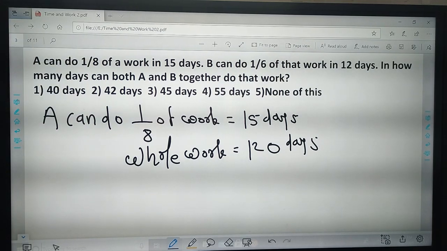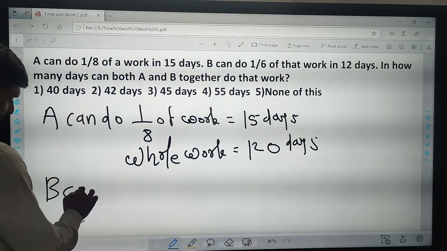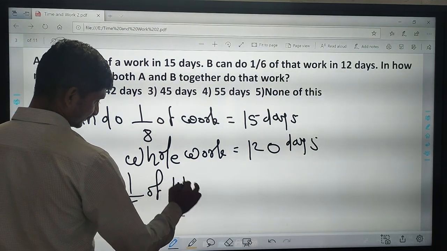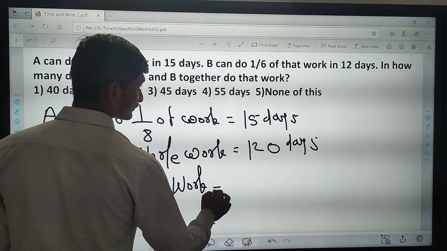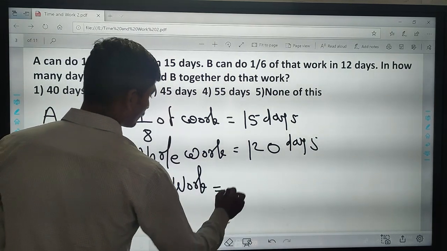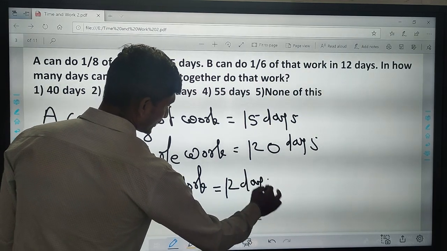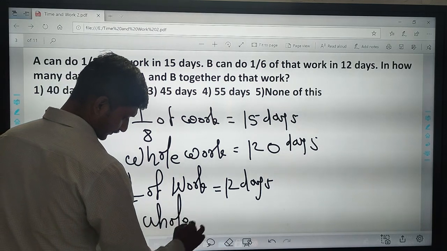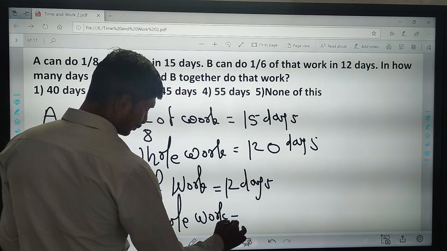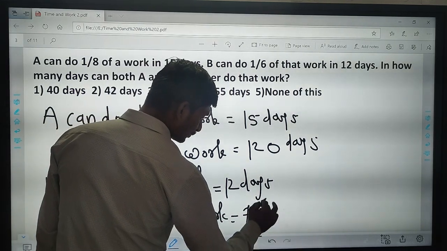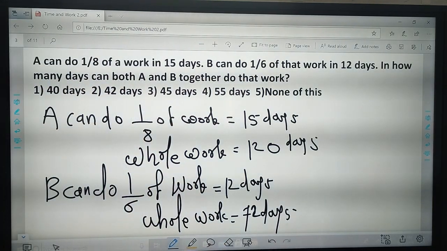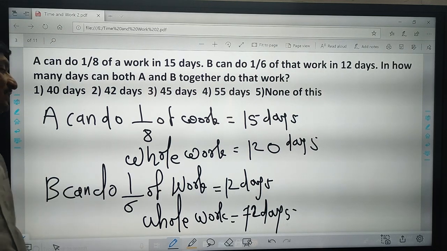Now here B can do 1/6 of the work in 12 days. Then B can do the whole work in 12 into 6, 72 days. A completes the whole work in 120 days. B completes the whole work in 72 days.